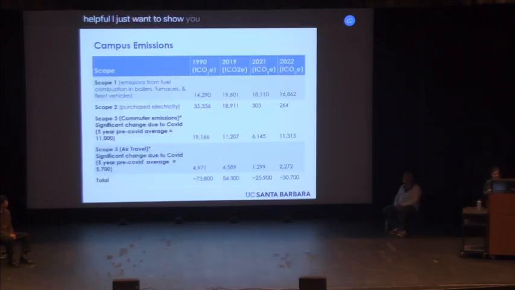I just want to show you a comparison of our emissions, a breakdown. So you'll see 1990, 2019, 21, and 2022. We have to consider scope. During COVID, we had a lot of changes in our scope 3 emissions, so I have kind of an average pre-COVID. But it's good to see a breakdown, and you'll see that scope 1 emissions and then scope 3 emissions are really the majority of our emissions, and our emissions from purchased electricity are close to zero.